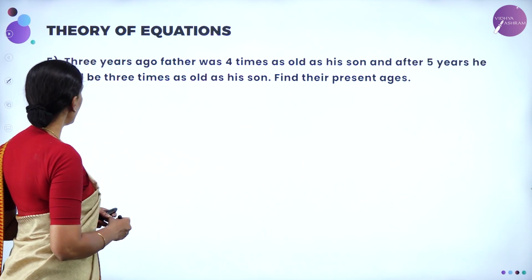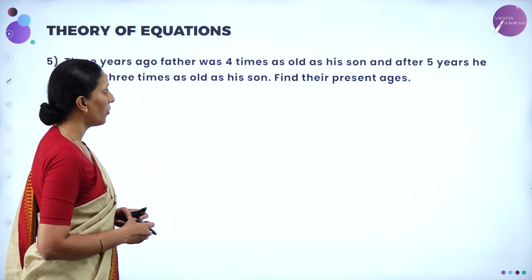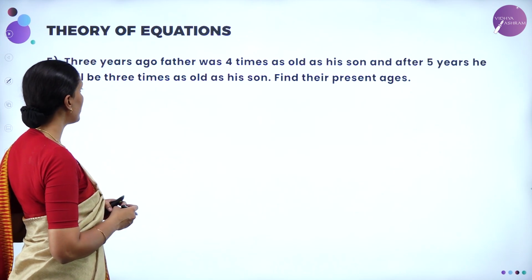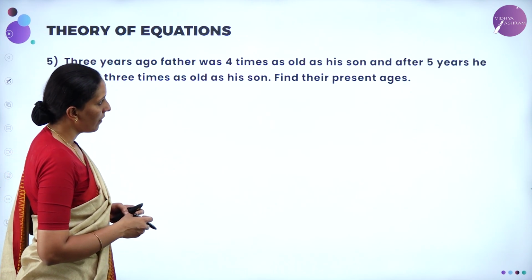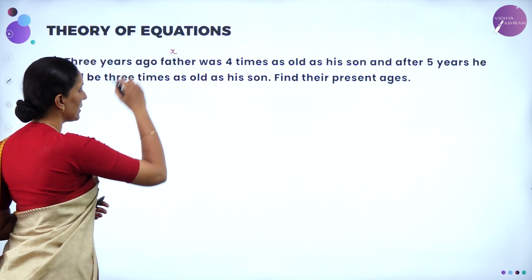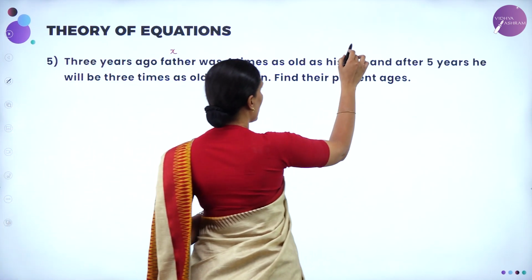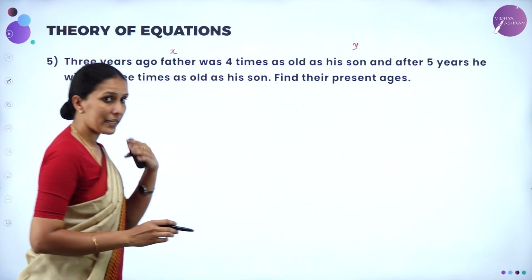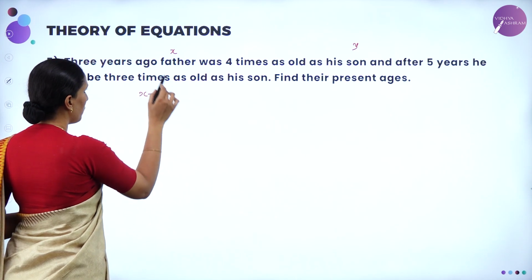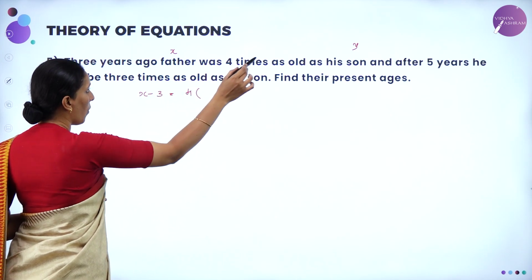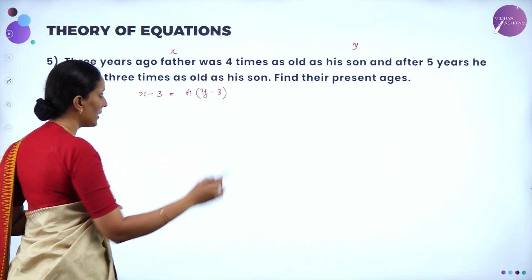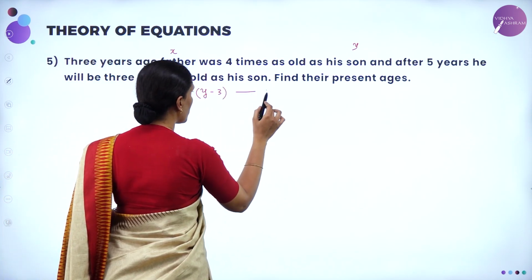Next one. 3 years ago, father was 4 times as old as his son, and after 5 years, he will be 3 times as old as his son. Find their present age. So let the age of the father be x and the age of the son be y. So 3 years ago means x minus 3. He was 4 times as old as his son. So let this be equation 1.